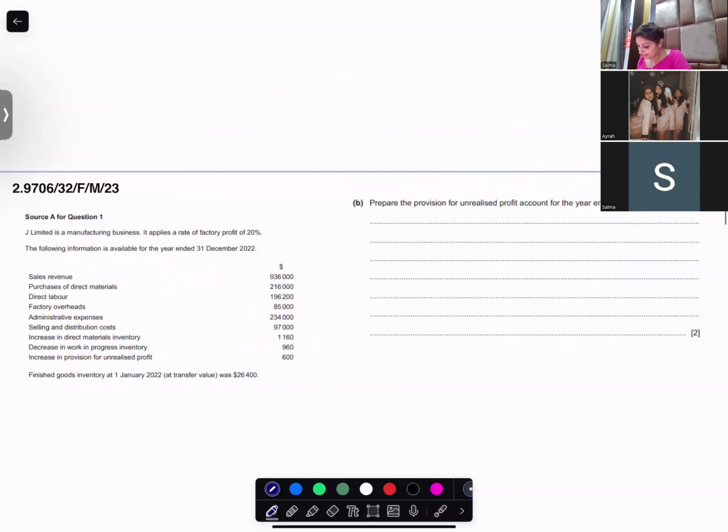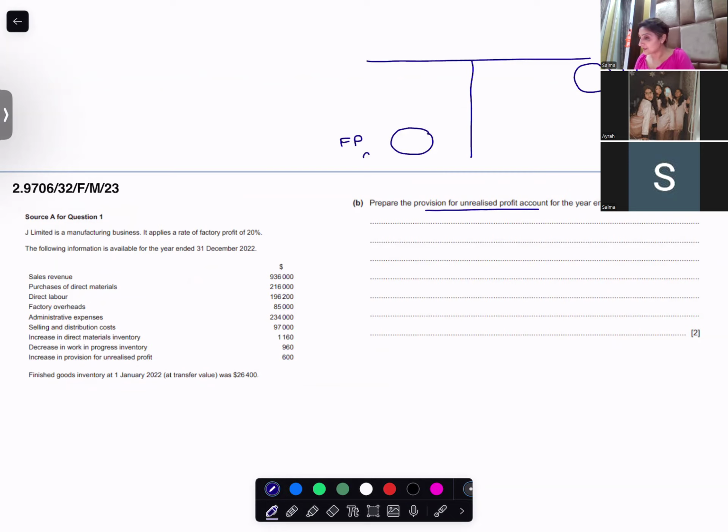Now we start with the B part of the question, where they say prepare the provision for unrealized profit account, that is the PUPA. You know very clearly, on the credit side you will have the factory profit included in the opening inventory, right? On the debit side you will have the factory profit included in the closing inventory. This is the old PUPA and this would be the new PUPA.